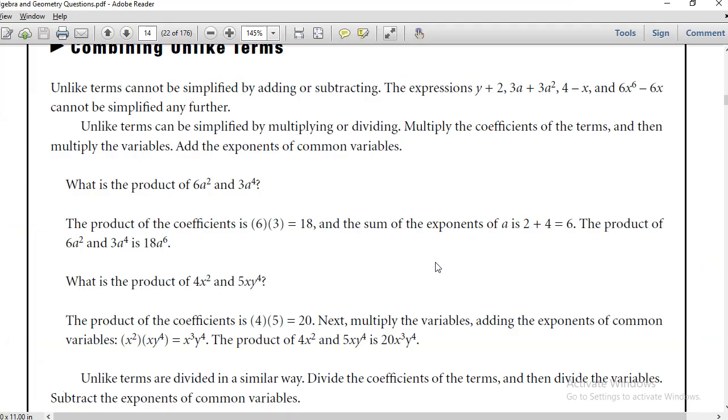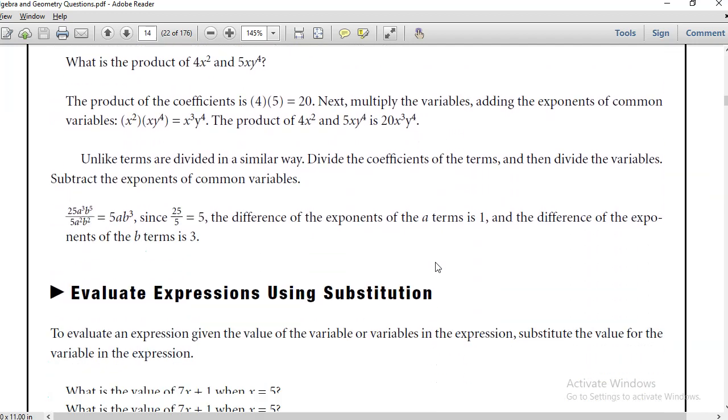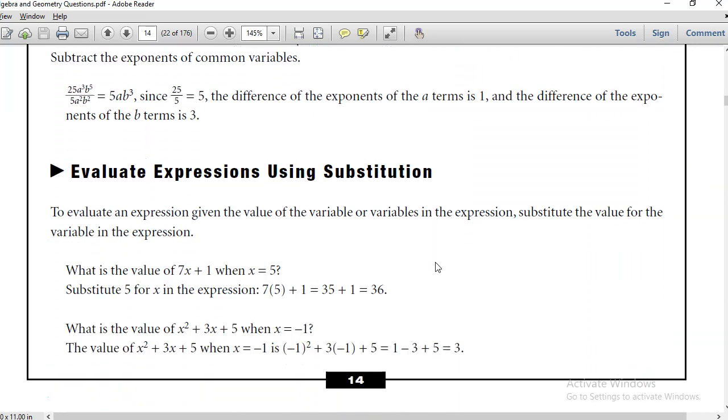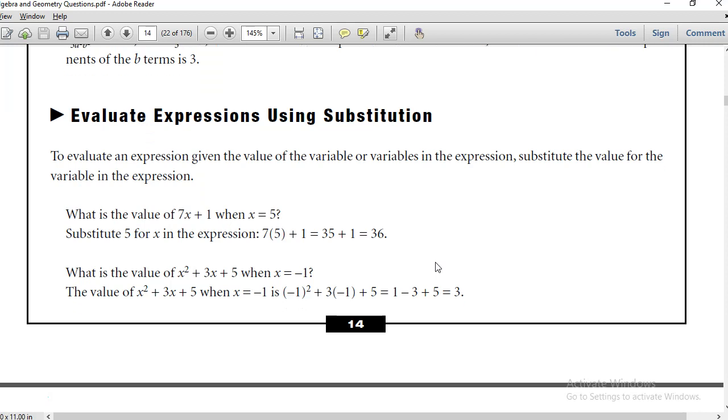Okay students, now let's see more points. Now we have evaluating an expression using substitution. How can we evaluate an expression? Here we have a statement, let's go through this whole statement. To evaluate an expression given the value of the variable or variables in the expression, substitute the value for the variables in the expression. That means, what is the value of 7x plus 1 when x is equal to 5? It's very simple, students.